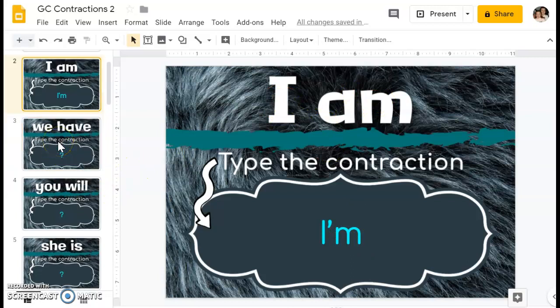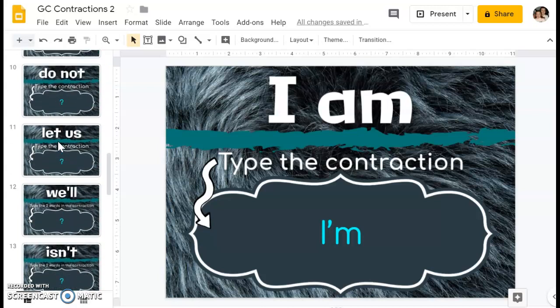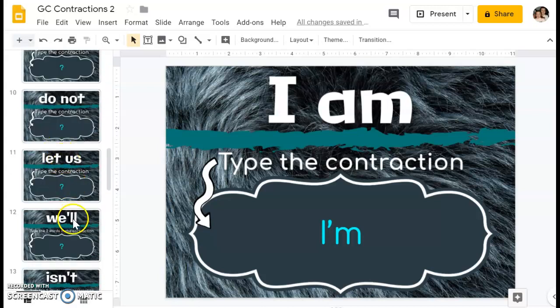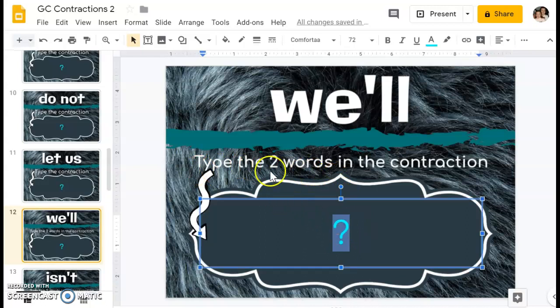So as you scroll down on the left, you'll see 9 more that you're going to practice with. And then you're going to see that it changes to contractions at the top, and you need to type the two words that are in the contraction in the text box below. So this one is we'll, and it says type the two words in the contraction. So I'm going to double click again on my question mark, just like I did before, and then I'm going to type the two words that make this contraction, we and will.